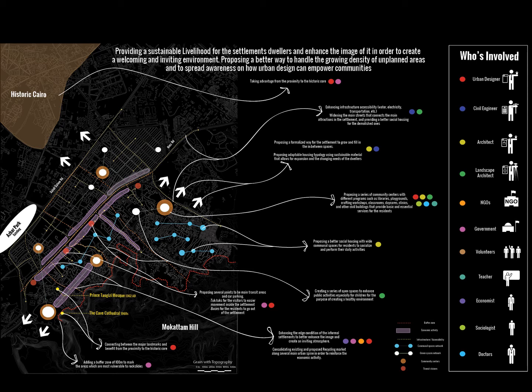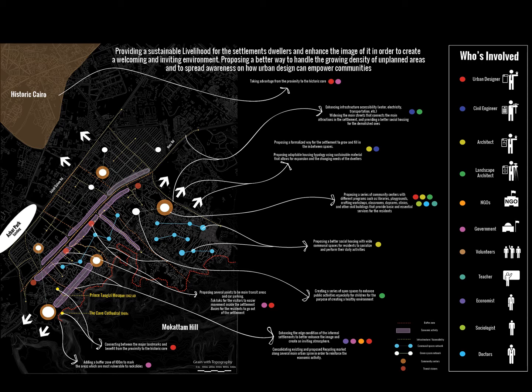To give an example, some of the major steps are enhancing infrastructure accessibility, focusing on water, power, sewage, gas, and transportation by widening the main routes within the settlement. Proposing a formalized, adaptable way for the settlement to grow and fill in the in-between spaces. And proposing an incremental housing typology that adapts to changing needs.